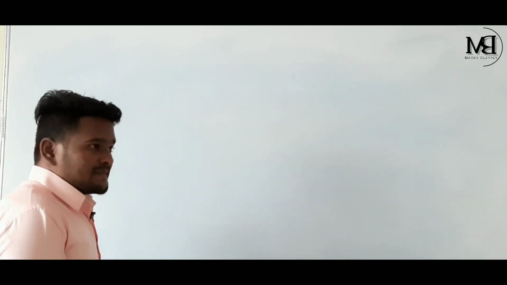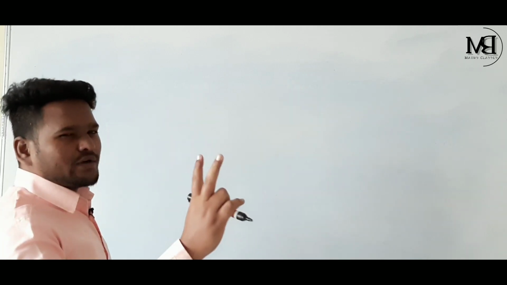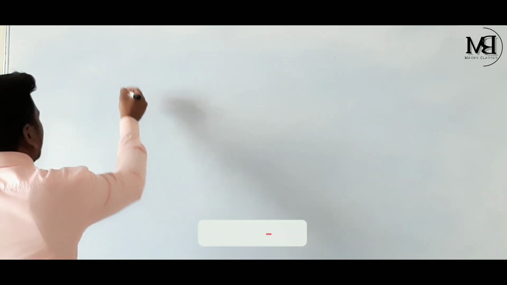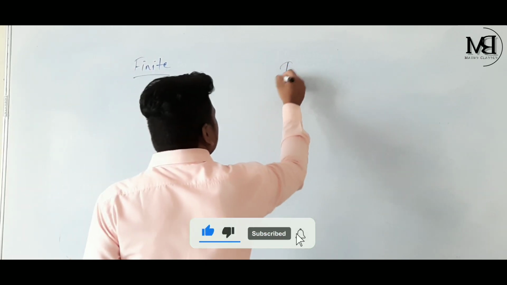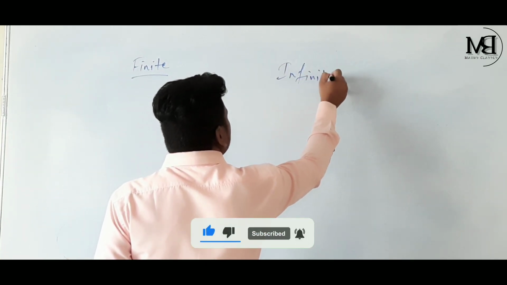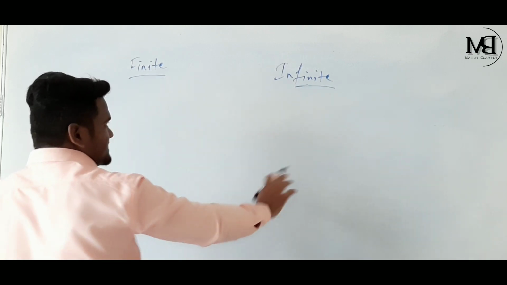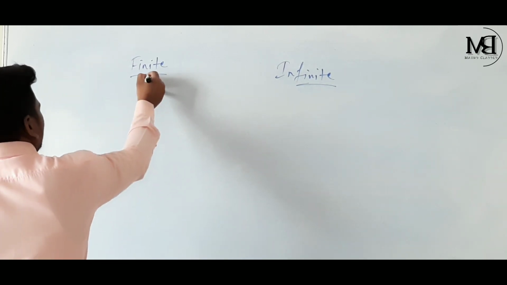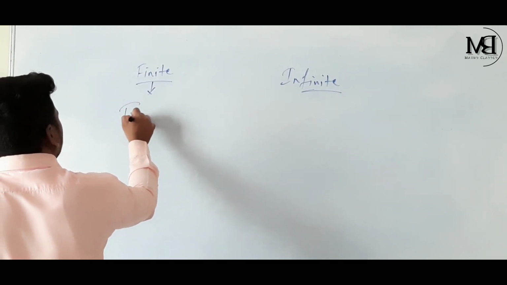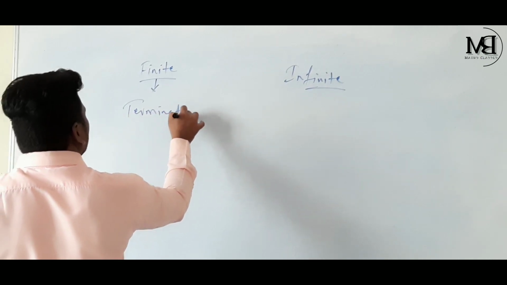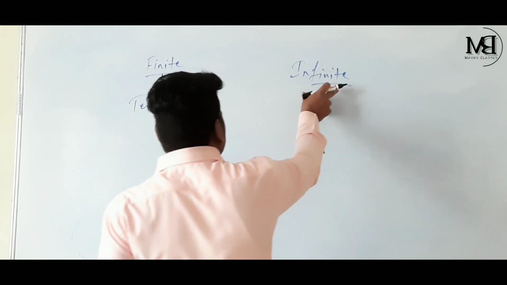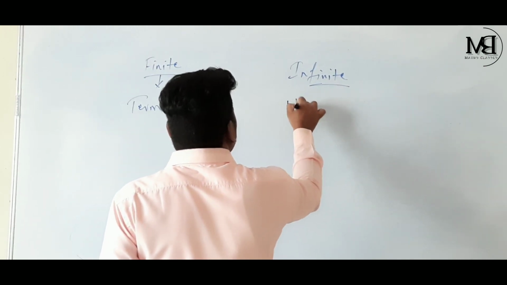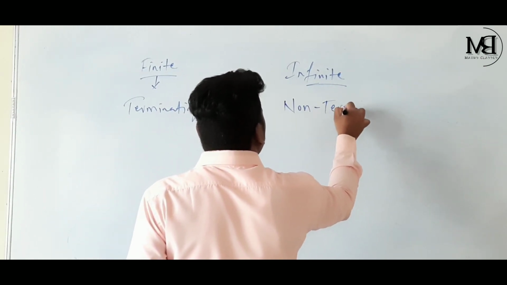Okay, let's revise the decimal expansions. Actually, we have two types of decimal expansions. One is finite decimal expansion, one is infinite. Finite decimal expansion can be known as terminating decimal expansion. Infinite decimal expansion can be known as non-terminating decimal expansion.